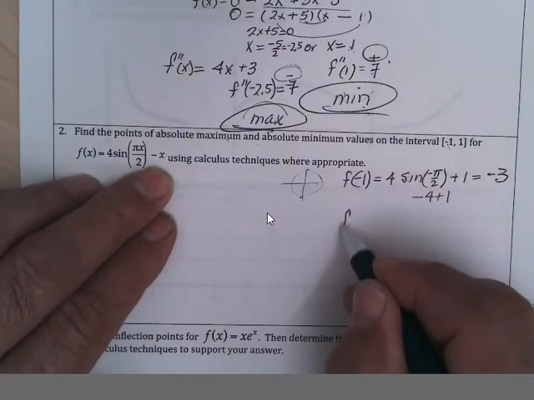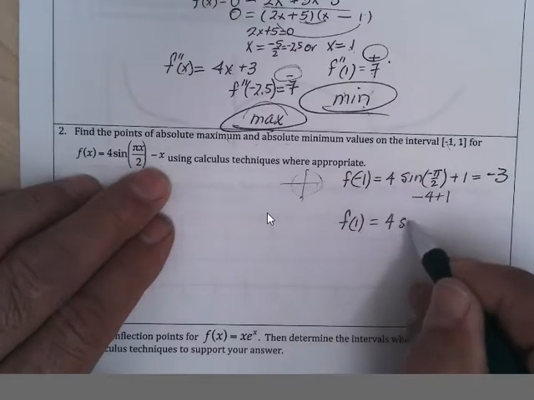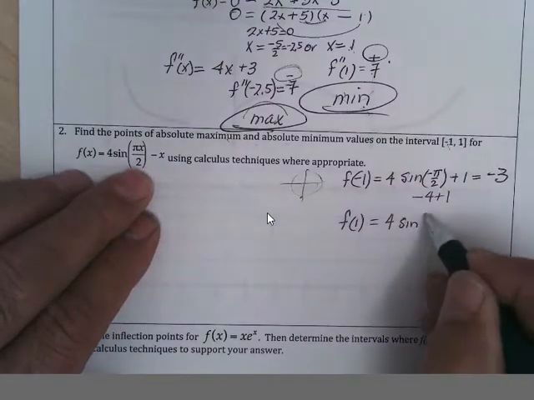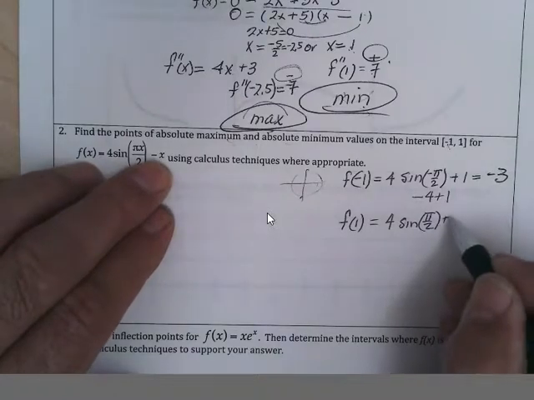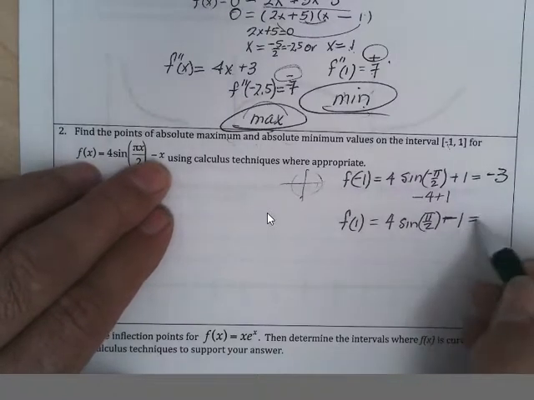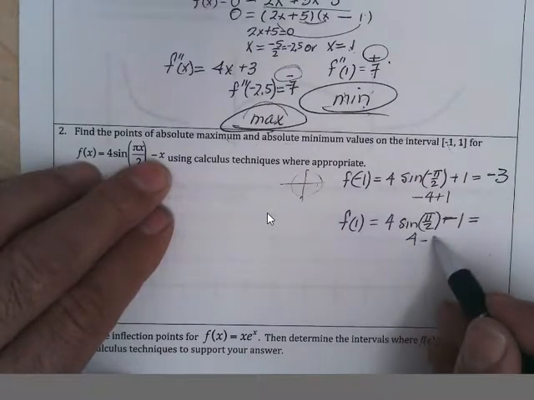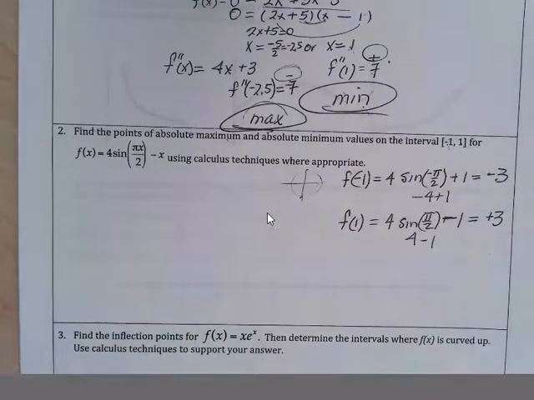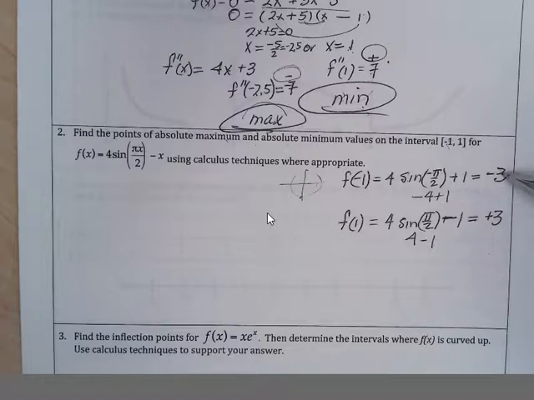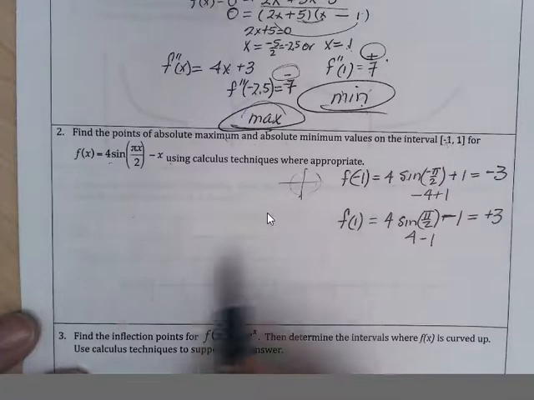I also need to find the other endpoint at 1, which would make this 4 sine of pi over 2 plus, and then I put in there -1, and sine of pi over 2 is 1, times 4. This would be 4 minus 1, which is plus 3. So far that's the largest so far, and that's the lowest, but we also have to check at critical values that are between -1 and 1.